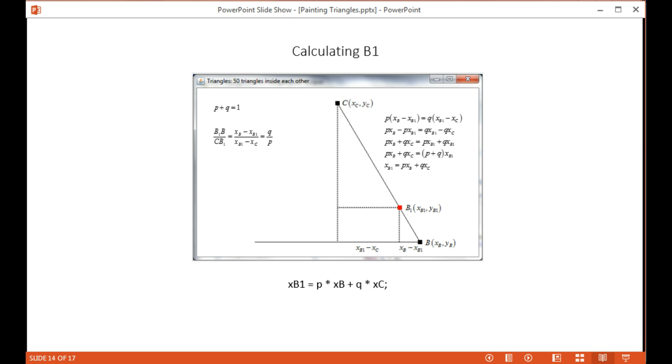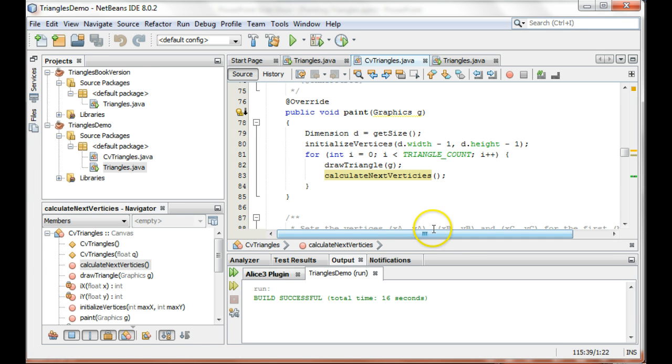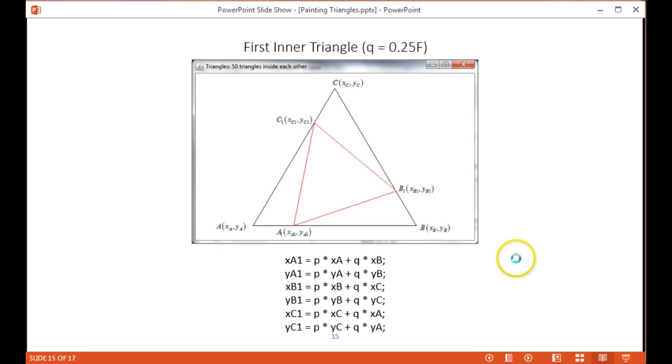making 50 spirally triangles here. One of the things to note is that this calculate next vertices is happening over and over and over again. So let's take a look real quick again at what we had for our first inner triangle.